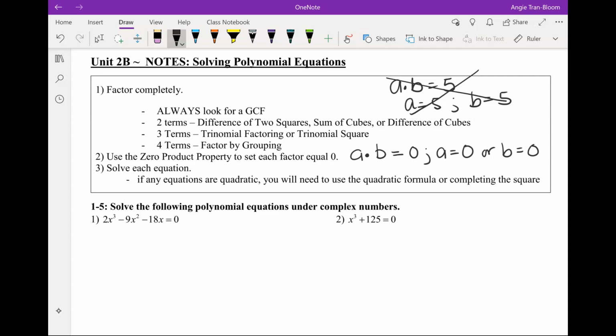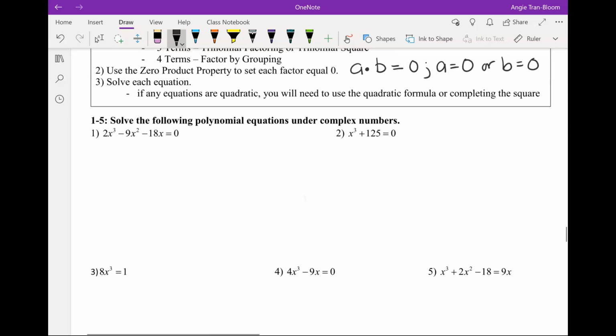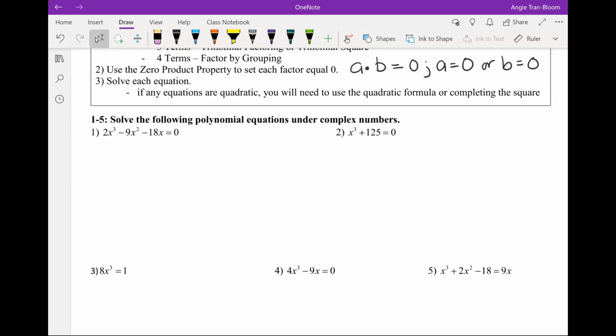Kelsey, can you help us read 3, please? Each equation and equations are quadratic. The quadratic formula is beautiful. All right, here we go. Solve. We have 5 questions. Solve the following polynomial under complex numbers. So that means, will you have an answer always? Yep. Some of them may be imaginary.